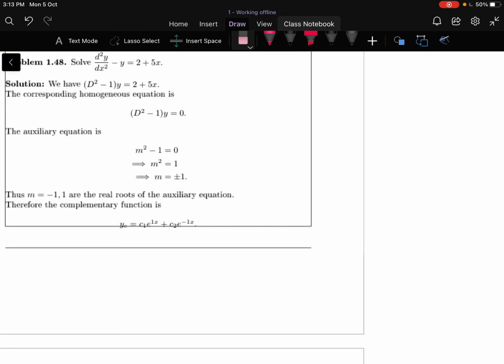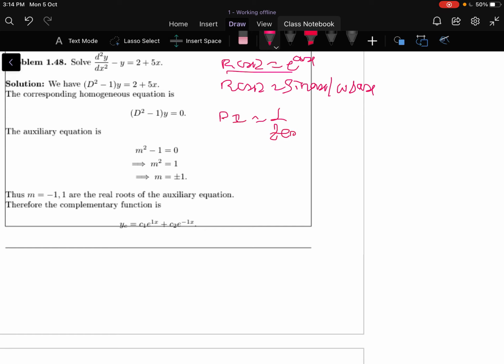Hi students, so far we have studied the solution of non-homogeneous differential equation when r of x is equal to e power ax, and second case r of x is equal to either sin x or cos x. So in the case of r of x is equal to e power x, we know that PI is equal to 1 by f of D into e power x.